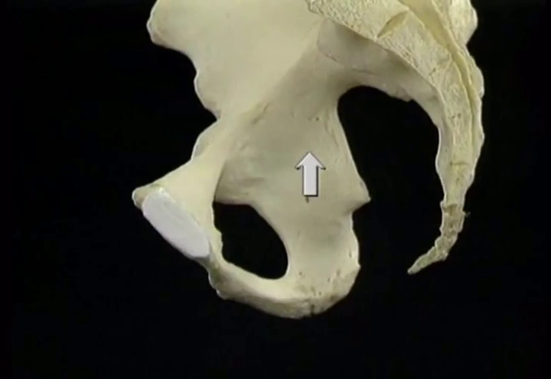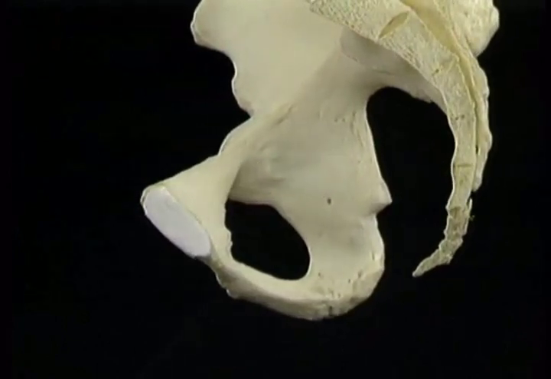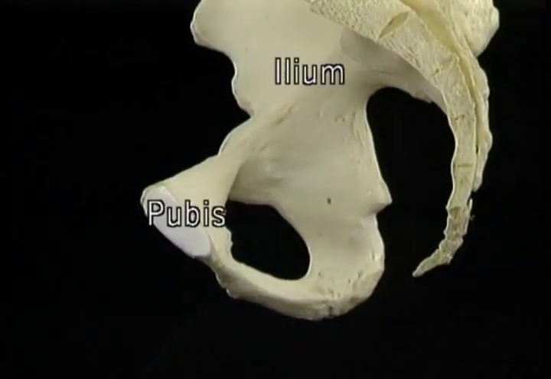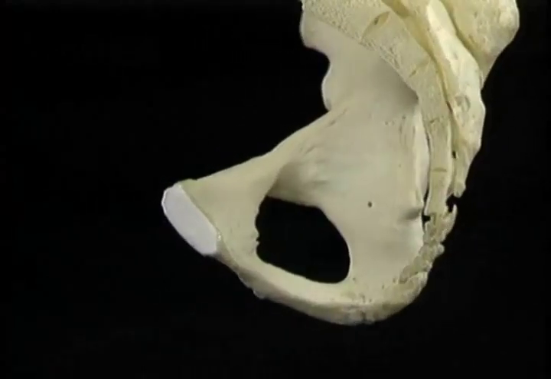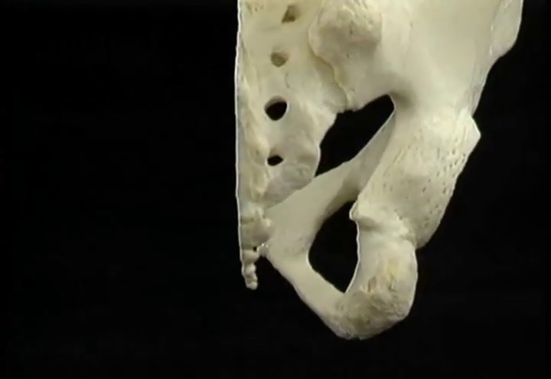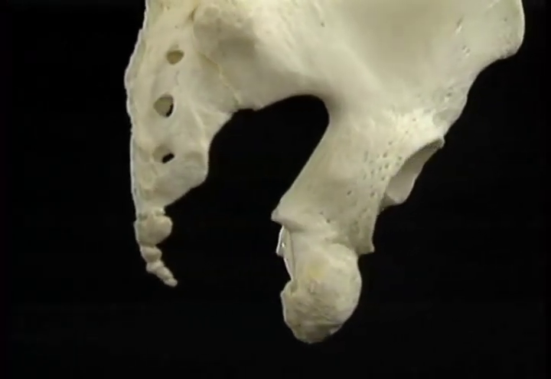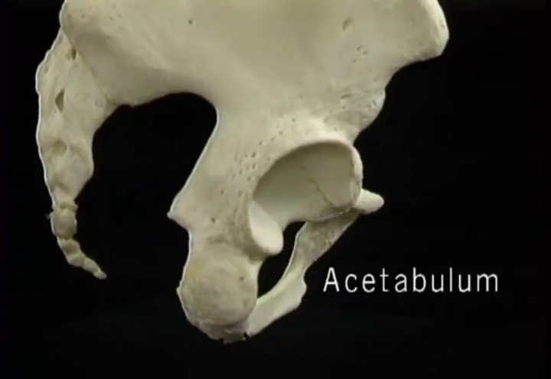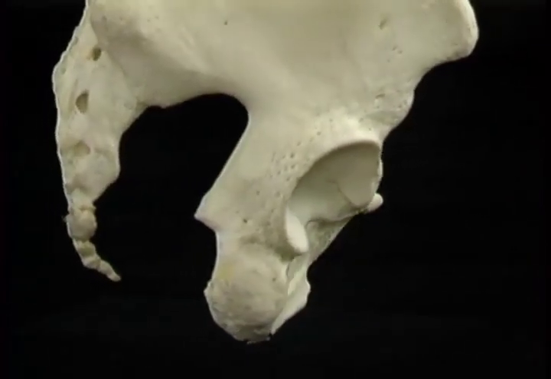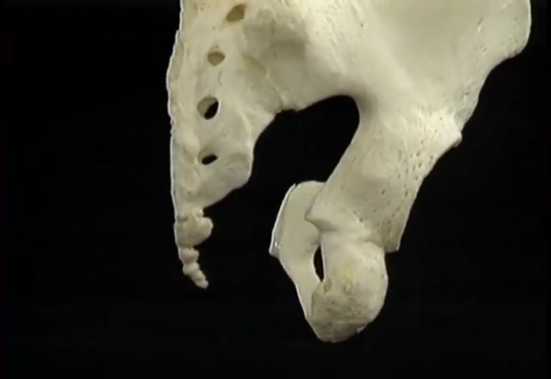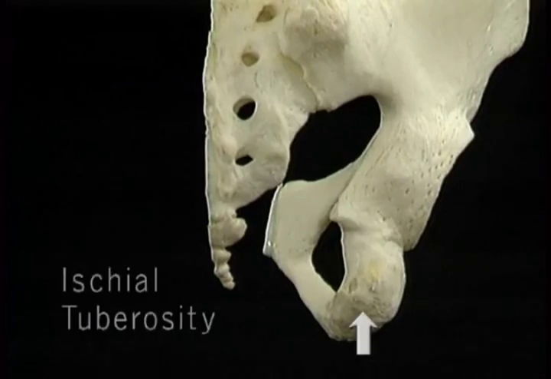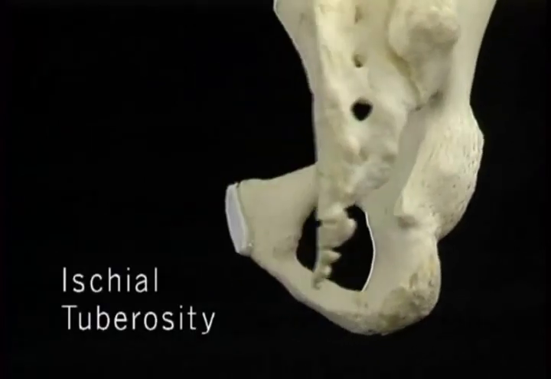Now, we'll look at some details of the hip bone. This massively thick part of the hip bone is formed by the fusion of the ilium, the pubis, and the ischium. It's smooth on the inside and on the back. It's deeply indented on the outside by the socket of the hip joint, the acetabulum. This is the body of the ischium, which ends below in this impressive projection, the ischial tuberosity, which is what we sit on.